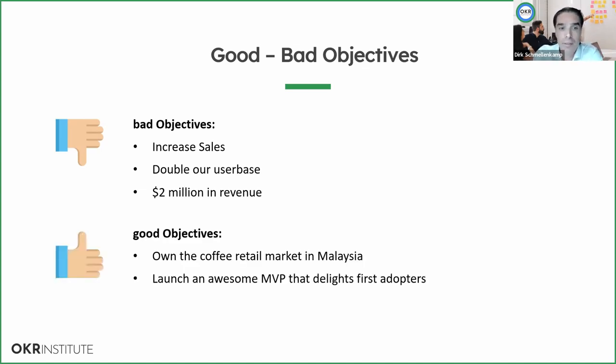A good objective could be: own the coffee retail market in Malaysia, Singapore, or launch an awesome MVP that delights first adopters. So that's very clear, though vague on what you want to achieve. And yeah, very ambitious. So then you have to think outside of the box. Of course, the output of this objective is that you want to have more sales, that you want to have more customers. But these bad objective examples I mentioned before are too straightforward.